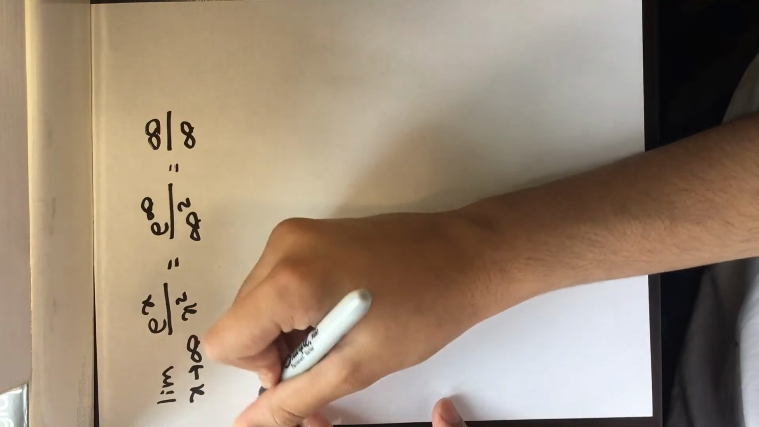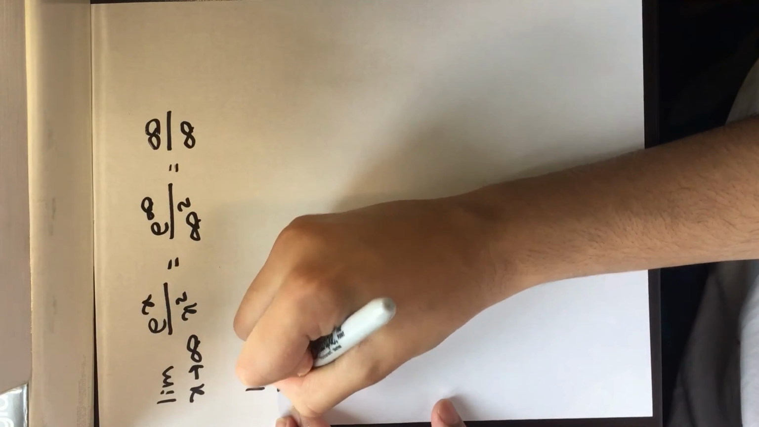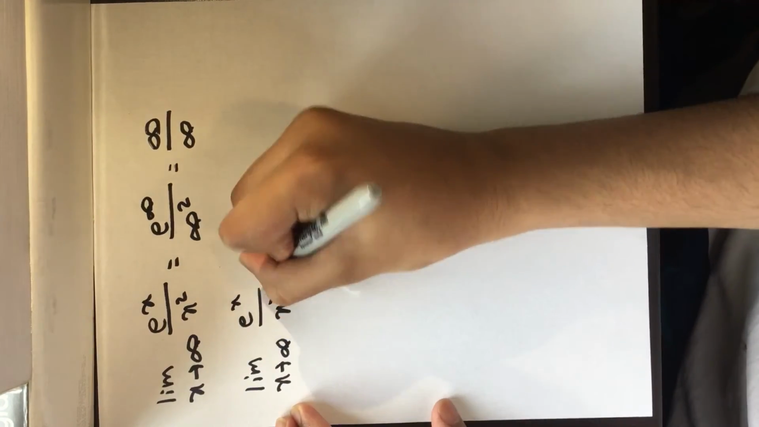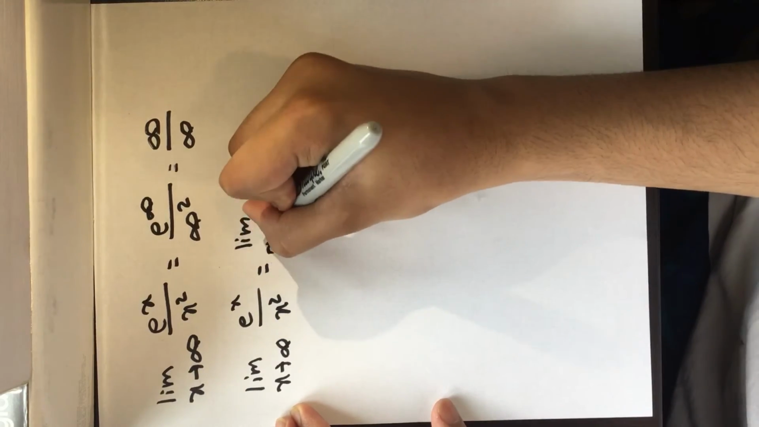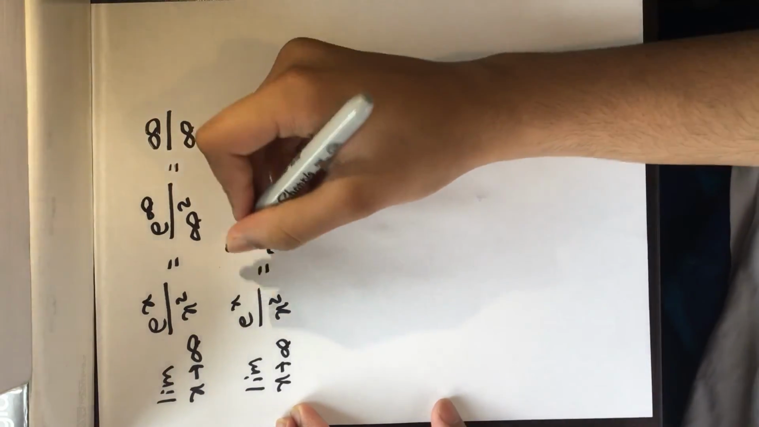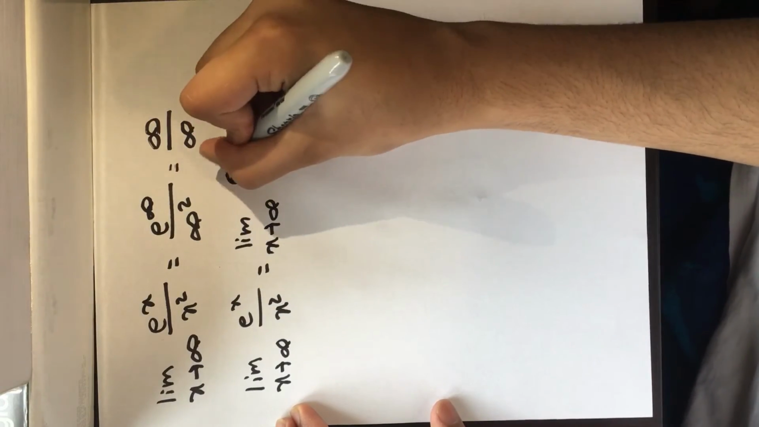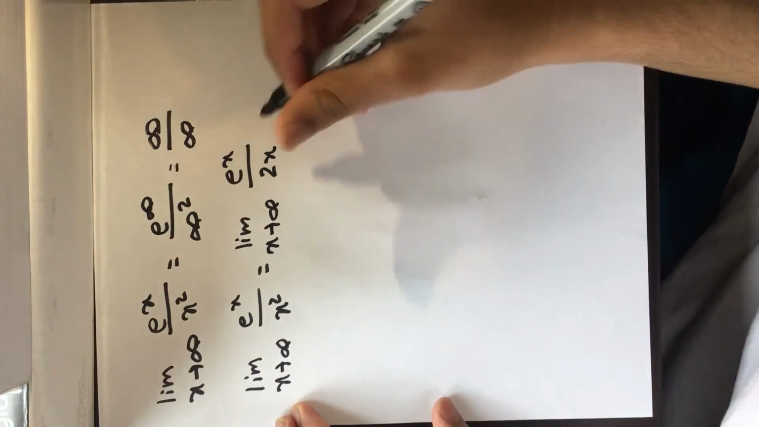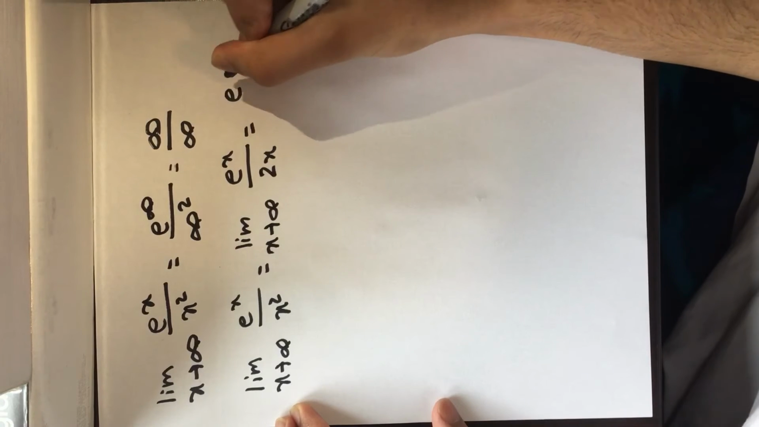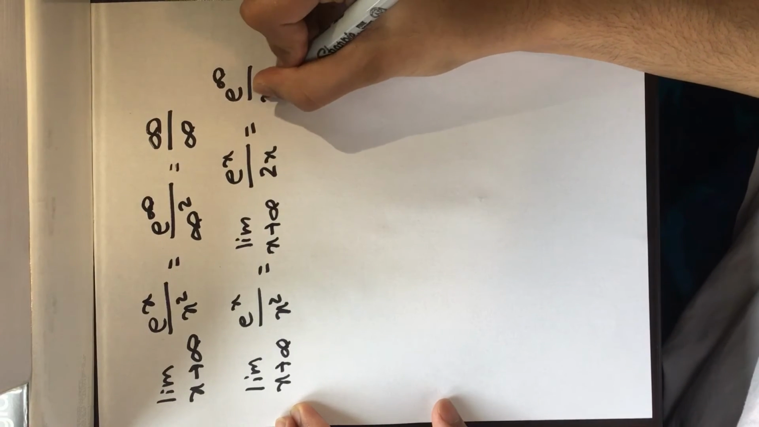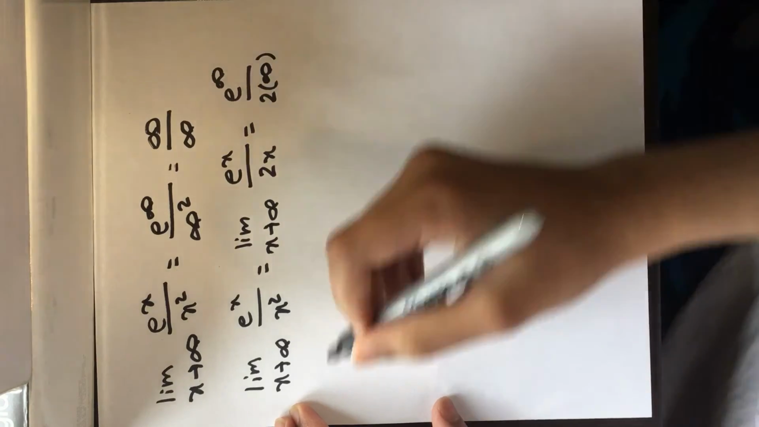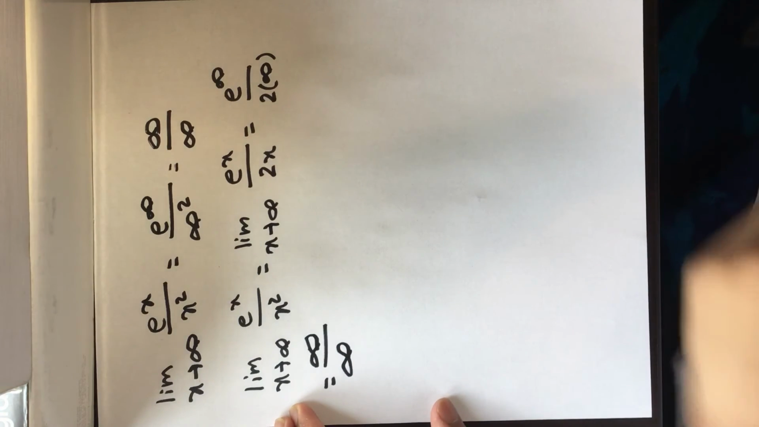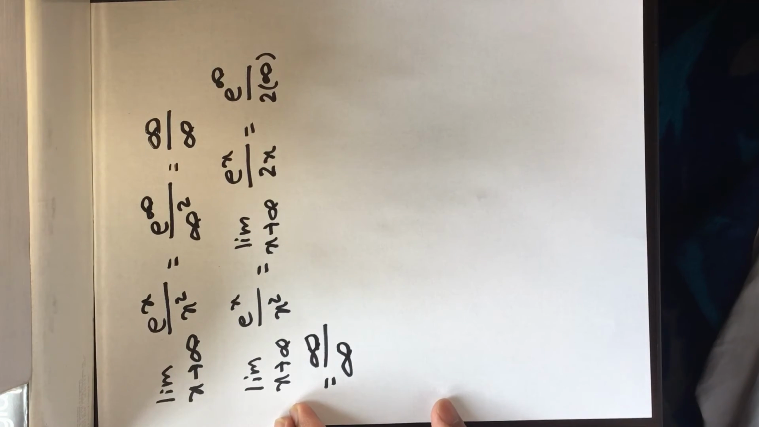But if we use the rule again, we would get the limit as x goes to infinity of e to the x over x squared equals the limit as x goes to infinity of, and the derivative of e to the x is just itself, so e to the x over 2x. Now, if we try direct substitution, we would still get e to infinity over 2 times infinity, which would again give us an indeterminate form, infinity over infinity. But we can use the rule multiple times, as many times as needed.